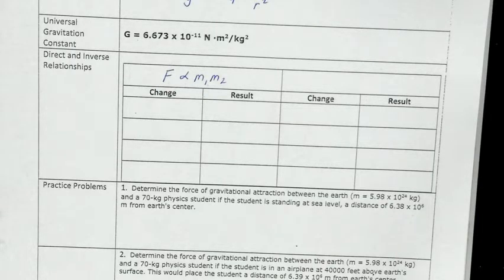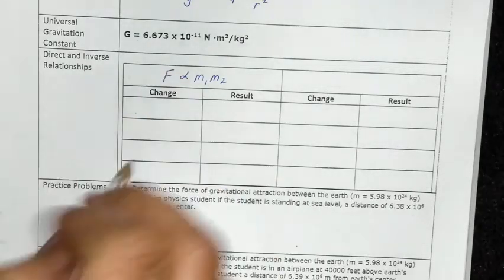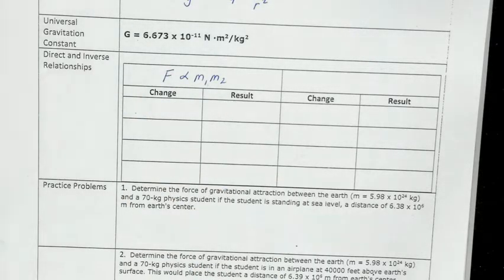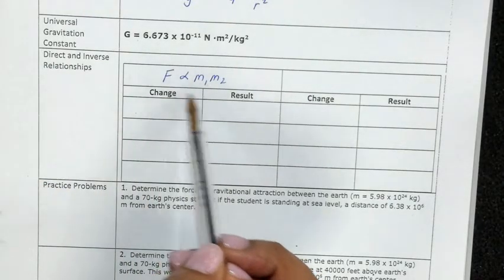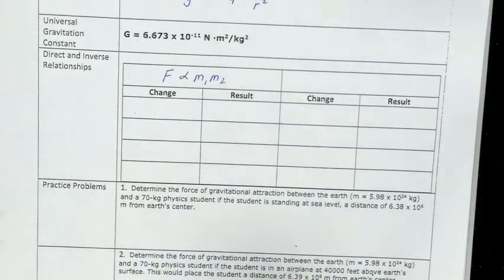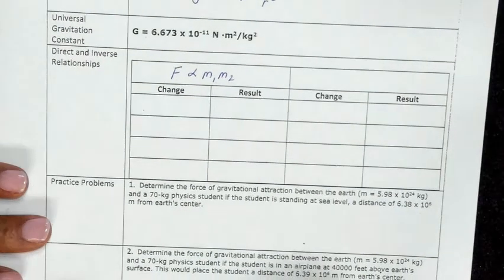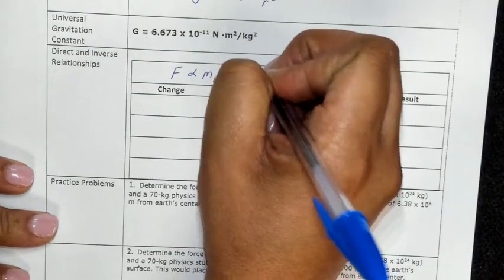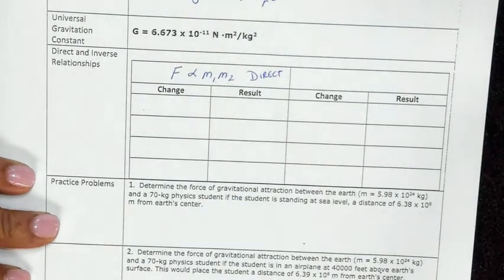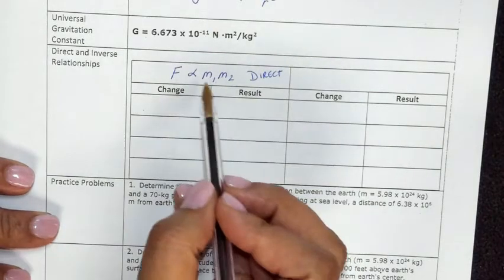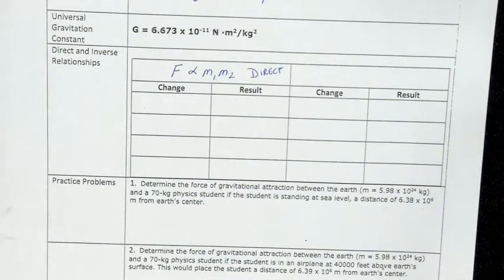Sometimes when you're looking at problems, they will give you questions about proportions, and you don't actually have to go through and plug in all the numbers to determine what the relationship is. It can be faster just to look at how they're related to each other to figure out an answer. So this is a direct relationship. If either one of the masses increases, it doesn't necessarily have to be both, then your force is going to increase.